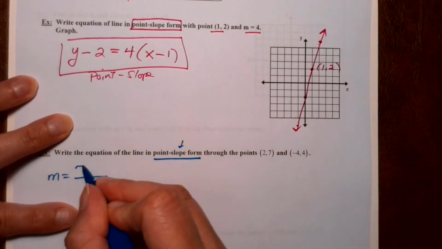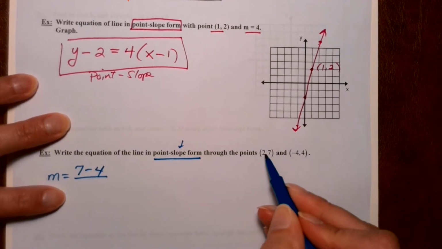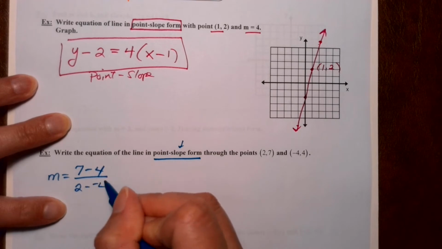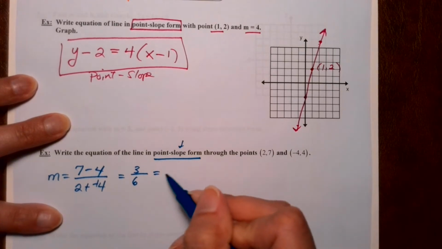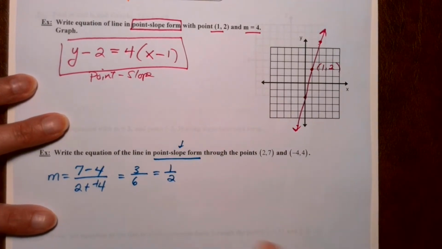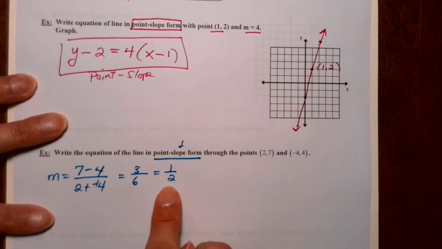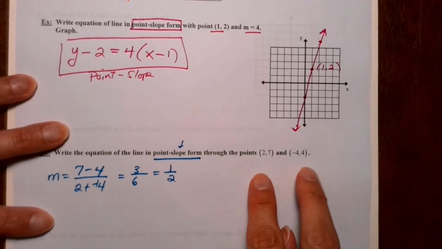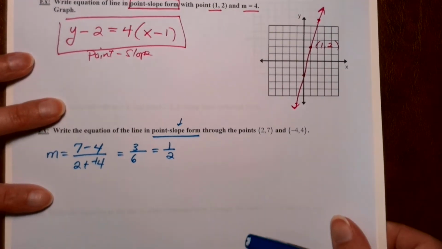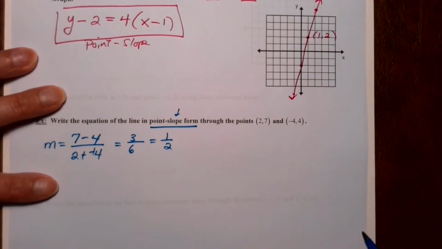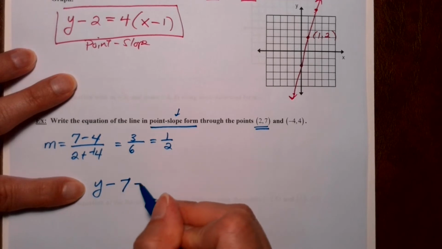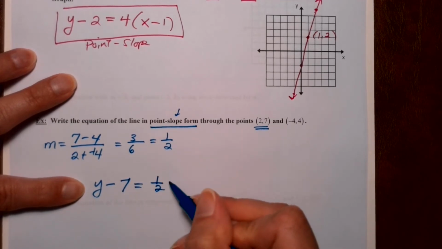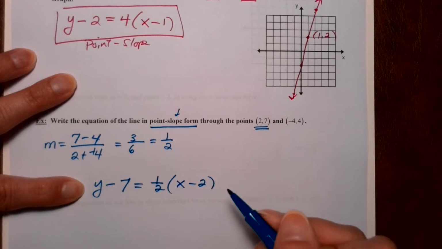y minus y. I'm going to start with this 7 minus 4, and then x is 2 minus negative 4. That gives us 3 over 6, which reduces to 1/2. Now we have the slope, and we've got 2 points. Your choice as to what point you want to use. Maybe I will use this point right here. So y minus, give me a y, 7 equals m, which is 1/2, times x minus 2.